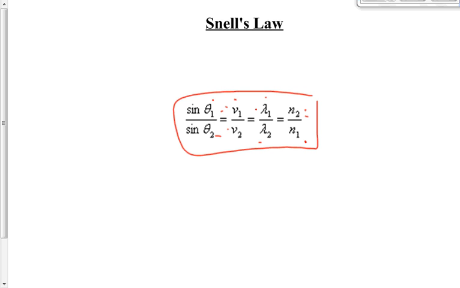But be careful. I can't tell you how many times people over the years just kind of get caught up in v1 over v2, lambda 1 over lambda 2, n1 over n2, even though it's right in front of them on the data sheet. n2 over n1.